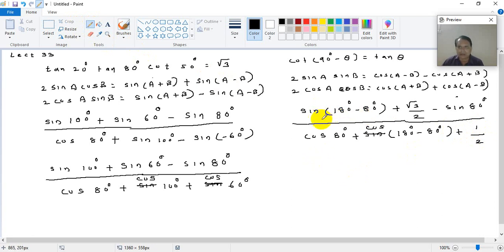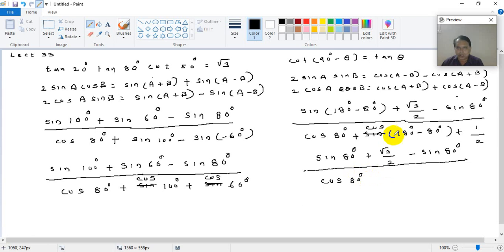You know, in the sine formula, because of 180 it stays sine, and 180 minus 80 is the angle in the second quadrant, 100 degrees, and in the second quadrant sine is positive, so it will be sine of 80 degrees plus this √3/2 and minus sine of 80 degrees. Whole thing divided by, now this is cos of 80, then what? Cos of 180 minus 80 is minus cos 80, because in the second quadrant cos is negative, so minus cos comes and plus 1/2.